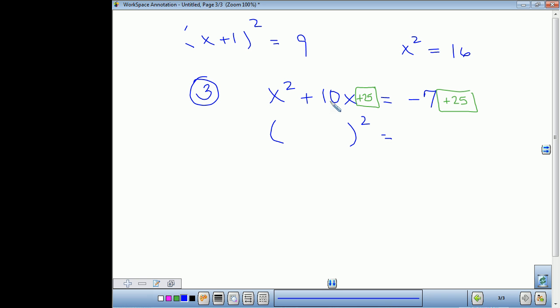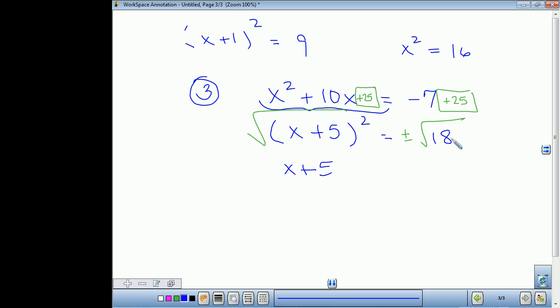Okay, so after we take half the coefficient and square it, and we add that number to both sides to keep this equation balanced, then we can take this perfect square trinomial that we just created and write it as a binomial squared. What would this be? x plus 5, and that equals 18. So now I take the square root of both sides, and when I do, I get plus or minus.